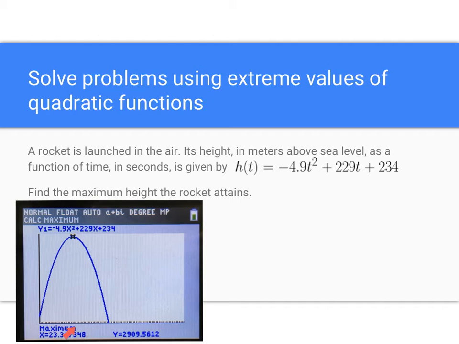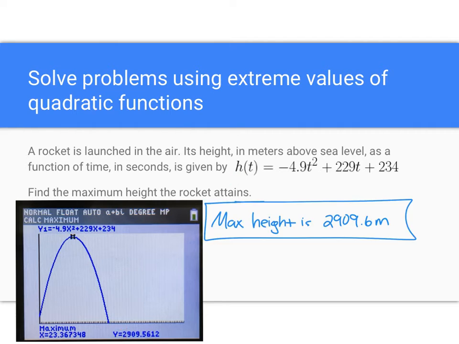Once you get the point, you just need to be able to interpret what this is telling us, right? This vertex is at 23.4, 2909.6. It's asking for the maximum height. The maximum height, based on what the calculator is giving us, is this number, right? You have to understand that the y value is the height. Right, so find the maximum height the rocket attains. Maximum height is 2,909.6 meters. Then this number is the t. So that's telling us that it's attaining that maximum height 23.4 seconds after it takes off. That's all this number means.